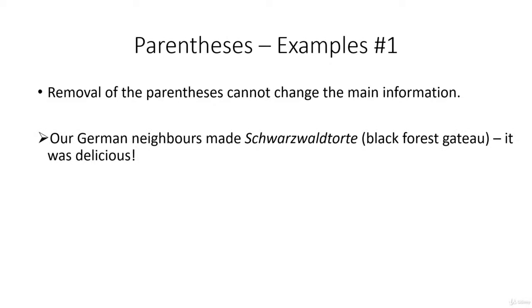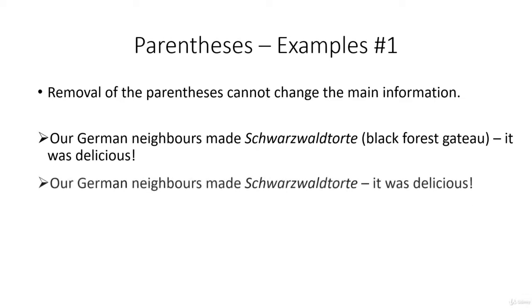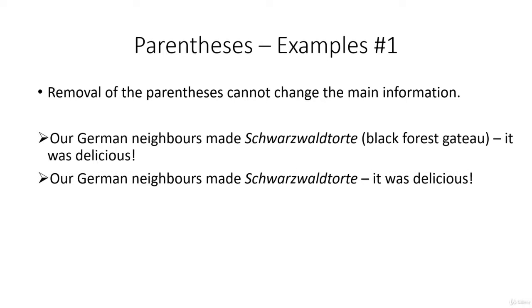So in this example, our German neighbours made Schwarzwaldtorte (or Black Forest Gateau). It was delicious. And here, the information in brackets is just the translation of Schwarzwaldtorte. So if we remove it, we get, our German neighbours made Schwarzwaldtorte. It was delicious.